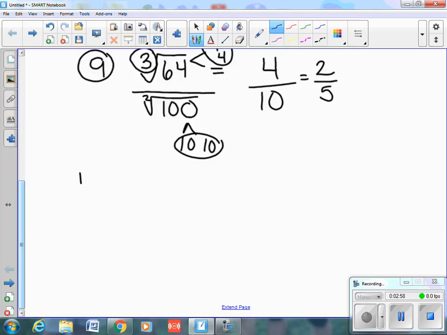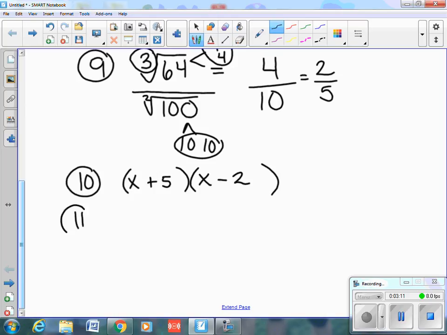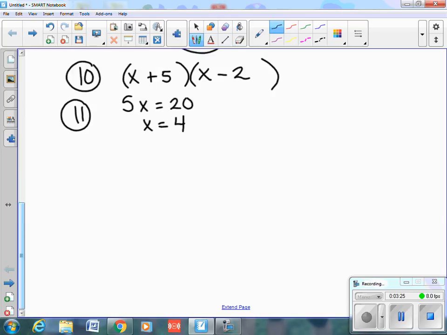Number 10. All they want you to do is factor this, and I think you should know how to do this. X plus 5, x minus 2. Number 11. Bring the x's over to one side. You get 5x equals 20. X equals 4. That should be pretty fast.